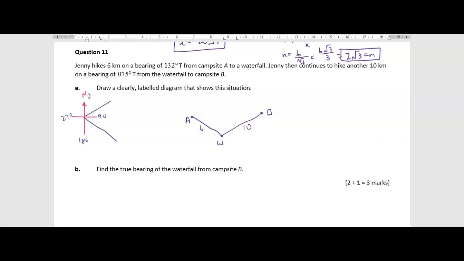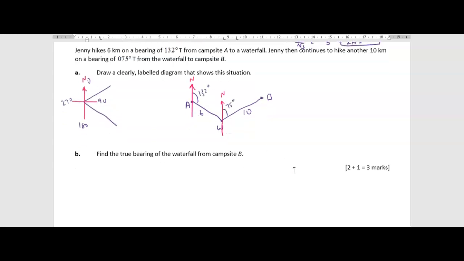So I'm going to have to put my bearings in. Okay, so remember your bearings always go from north. So this bearing here is 132, and this bearing here is 75. Okay, so there's a good enough diagram.